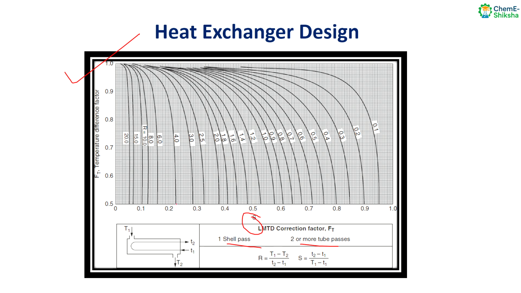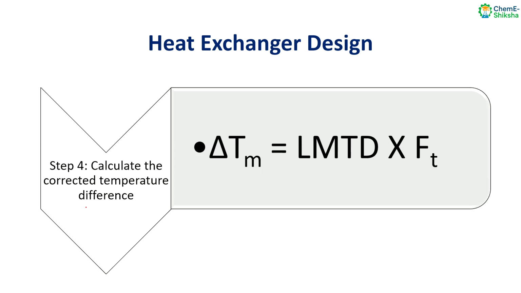So this is 0.2 and 4. Let's say this is the 0.2 value, so we have to go like this. This is 0.4. So it will cut here, and the Ft value will be around 0.81 or 0.82. So we will calculate from there.